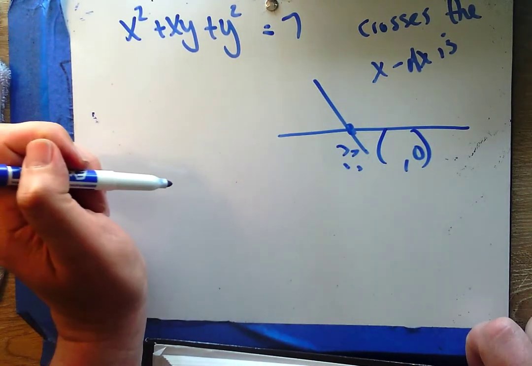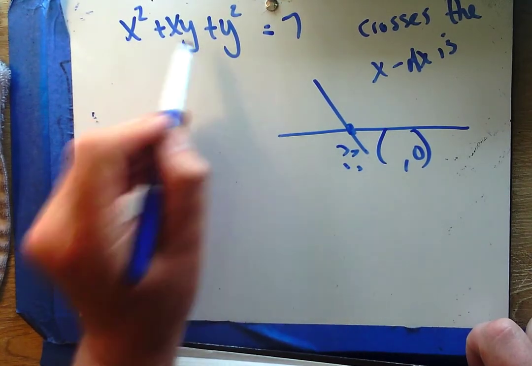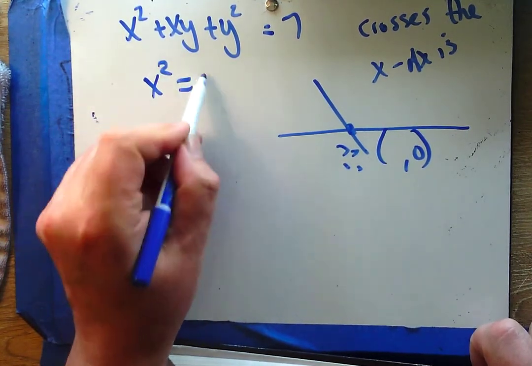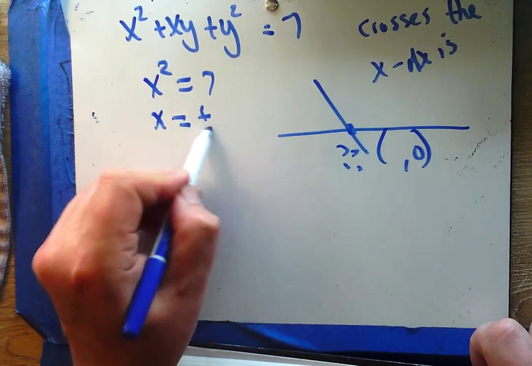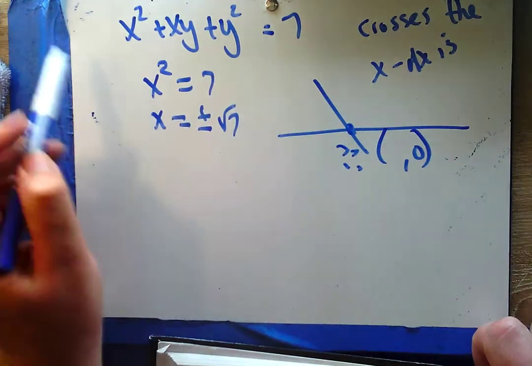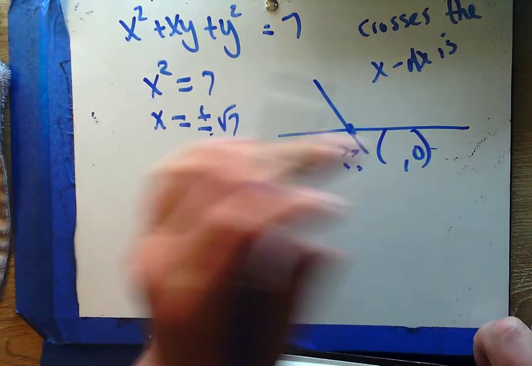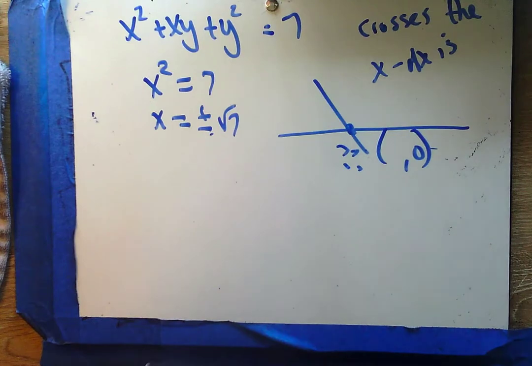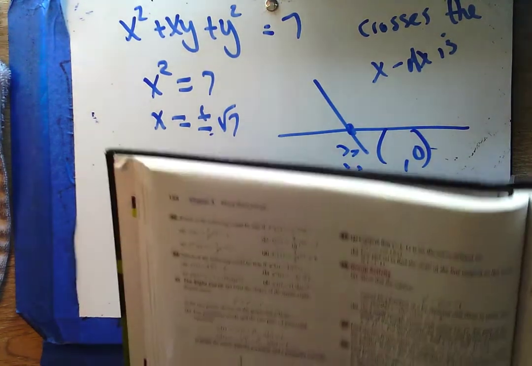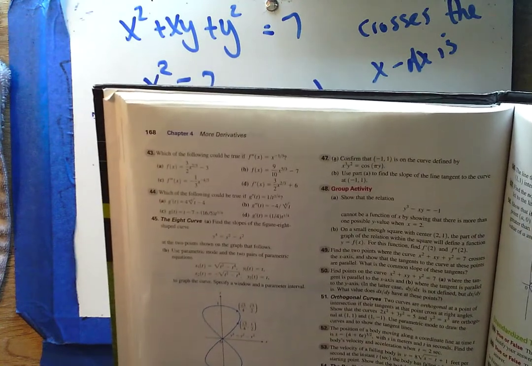Y is going to be equal to 0. So we plug in a 0 for y, and we get x squared equals 7, or x equals plus and minus root 7. This crosses the x-axis at these 2 points. And yes, you are expected to see that and do that and know that. And you should definitely practice these problems some more.